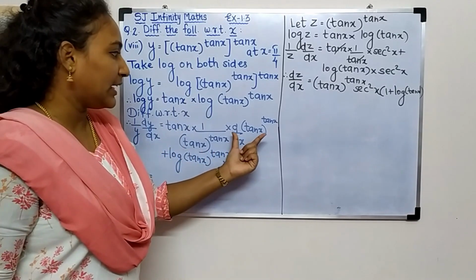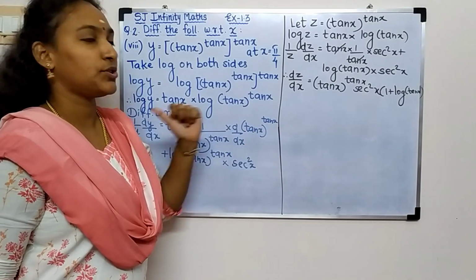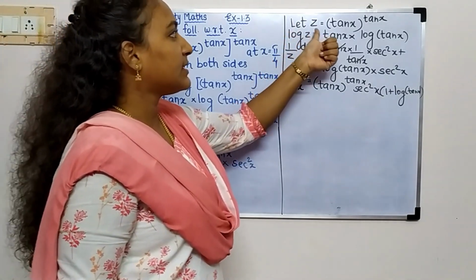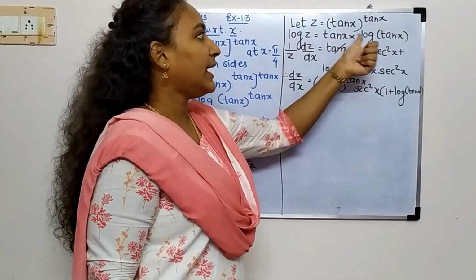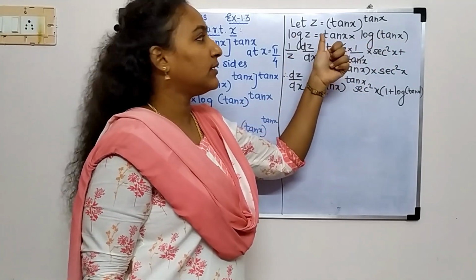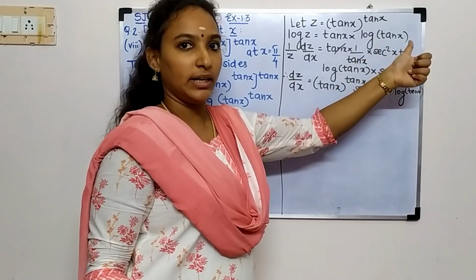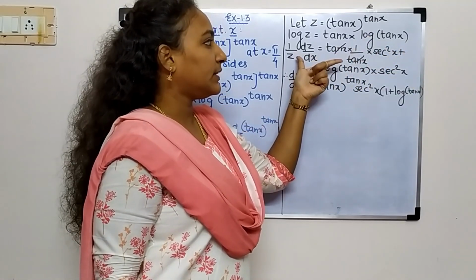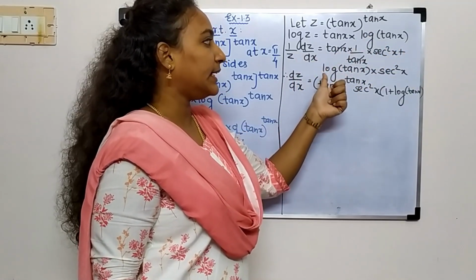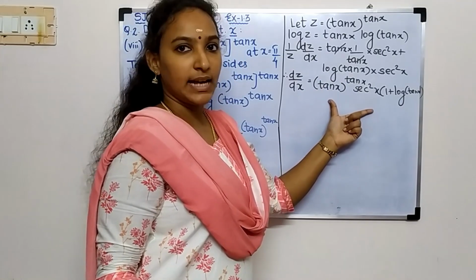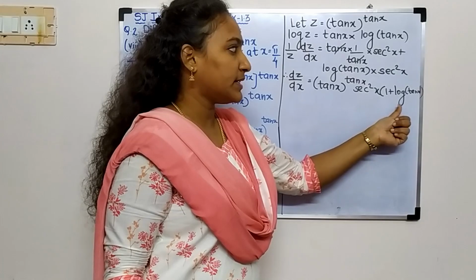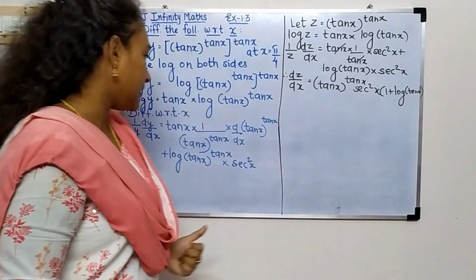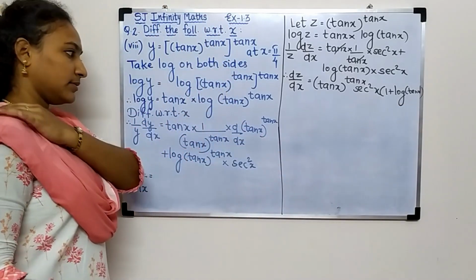Now we need to calculate the derivative of tan x raised to tan x. Let us consider z to be tan x raised to tan x. When you take log on both sides, you will get tan x into log tan x. Now differentiate this. Once you differentiate this, you will arrive at this answer: tan x raised to tan x, sec square x, 1 plus log of tan x. Let us substitute this over here.